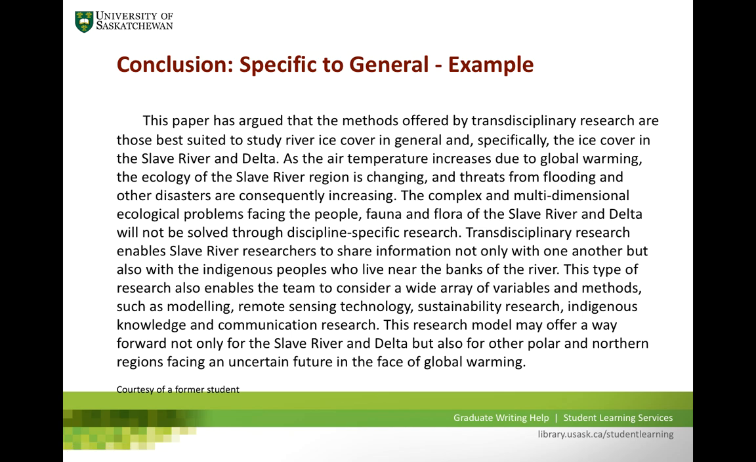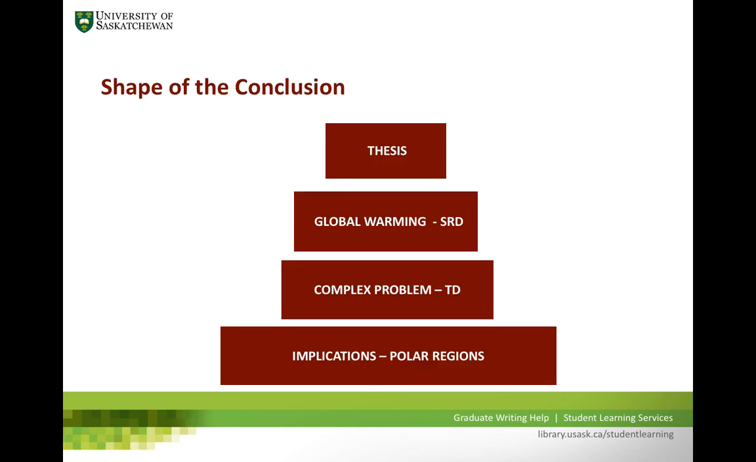She doesn't point to the limitations of the paper as she might have done. She does talk about implications and real-world implications here in the last line. So I have a little diagram of the conclusion. So here we are, her thesis, the impact of global warming, the Slave River Delta, it's a complex problem, and implications for the polar regions.